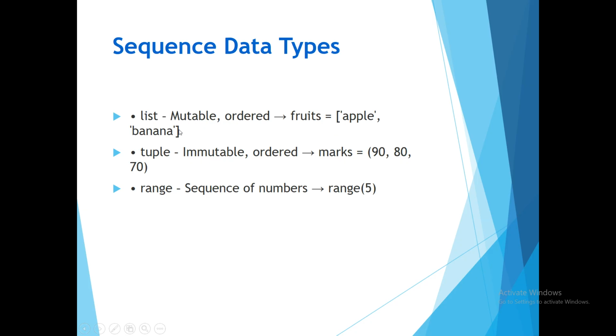A list uses square brackets, and tuple is the next type. A tuple is immutable. We cannot change the data inside it. It is also ordered. The only difference is the use of parentheses, while a list uses square brackets. That's the difference between list and tuple. Range is also a sequence of numbers data type. Just like I define a range of 5, it will print 0 to 4. This data type always prints up to minus 1 of the range.